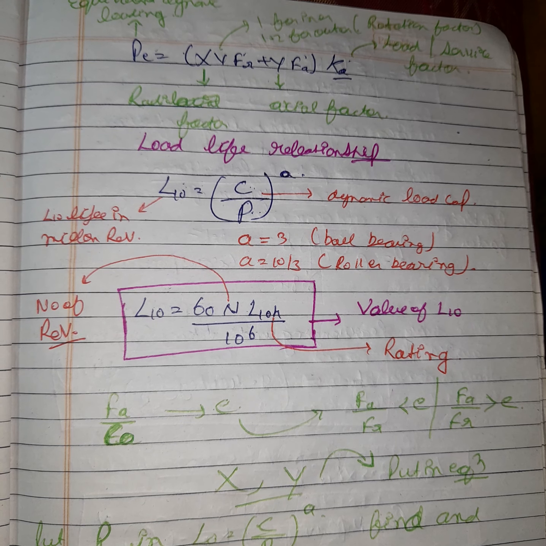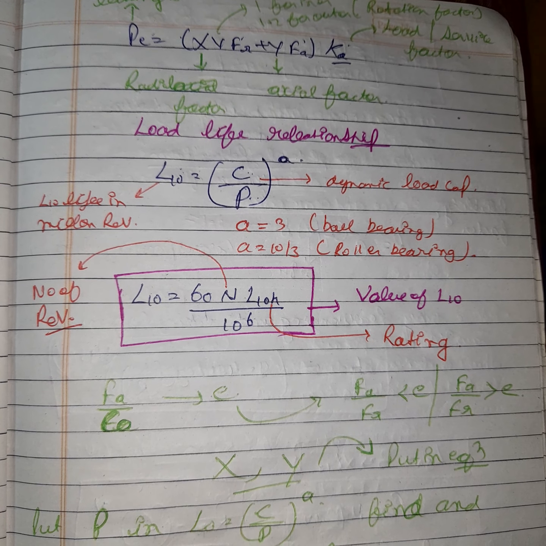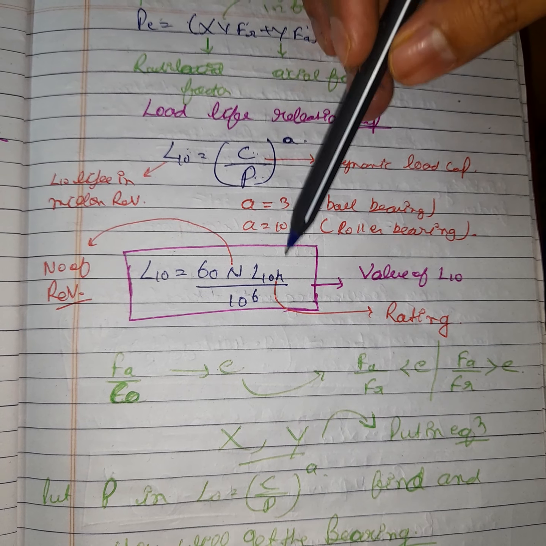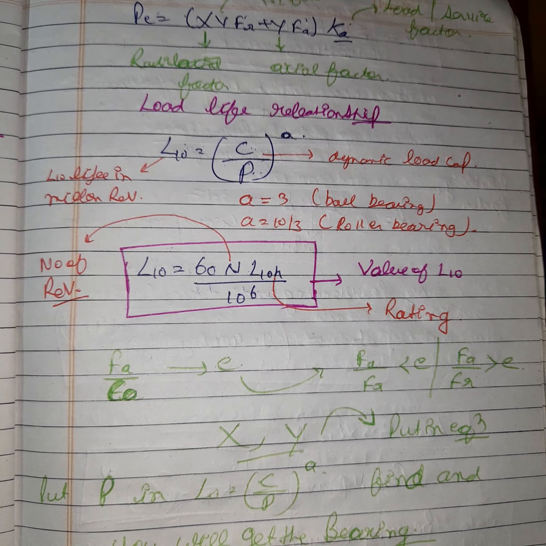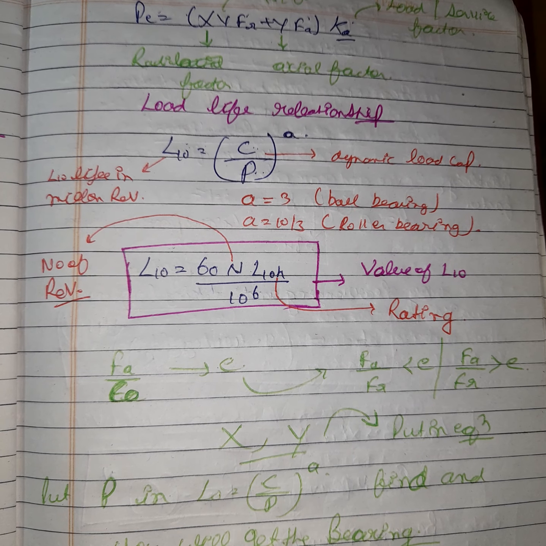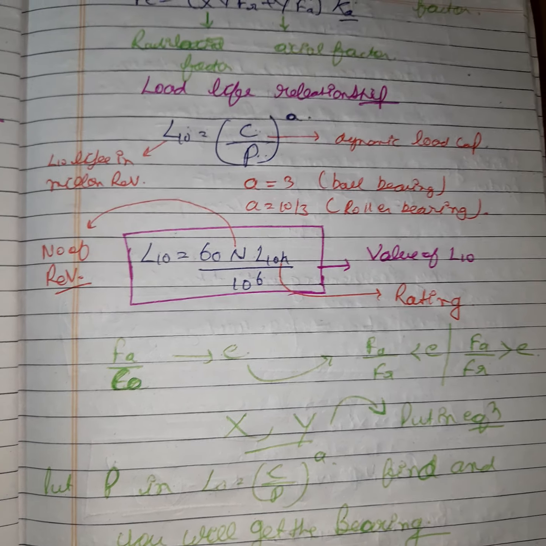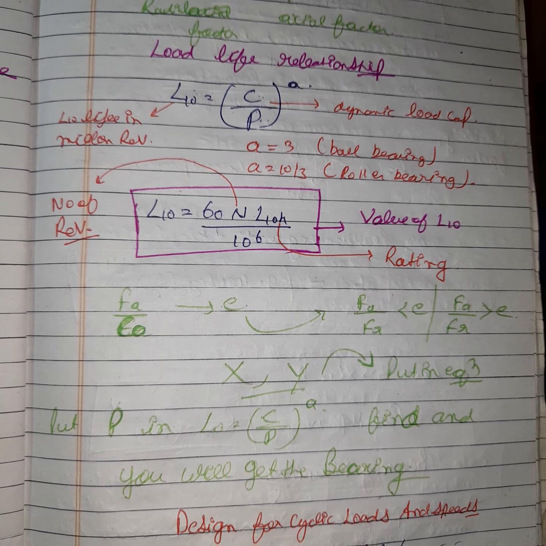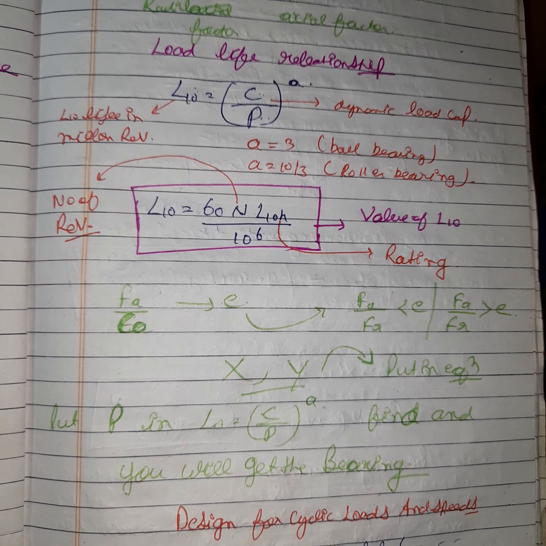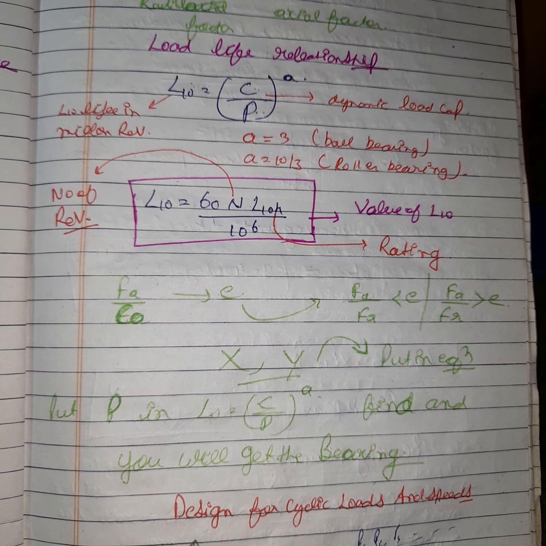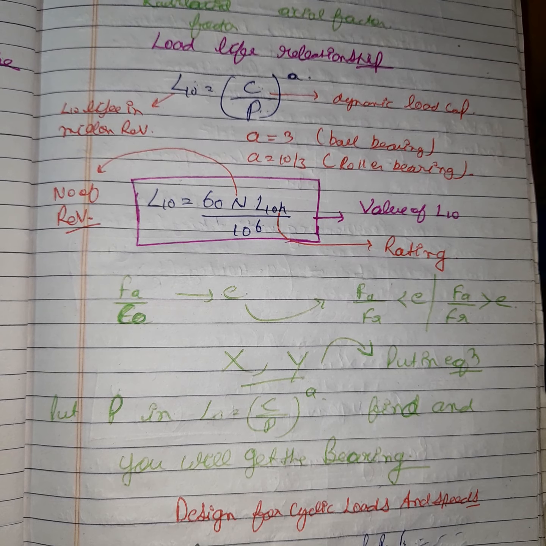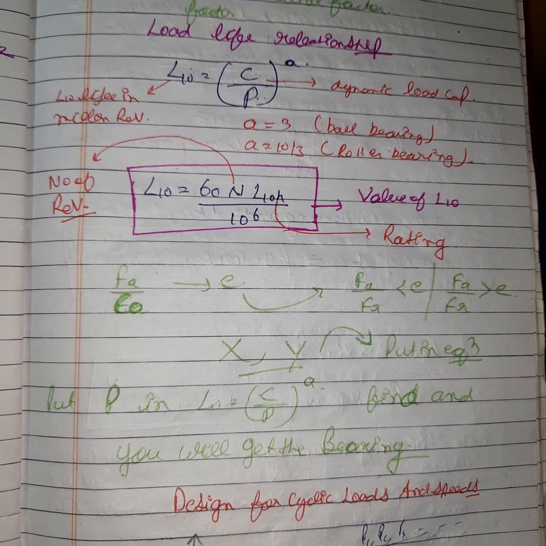Now there is one more formula or relationship between L10h and L10. L10h is the rating life of the bearing in hours, which is generally given in the questions, or we can find it in a table. Now L10 equals 60 N L10h upon 10 to the power 6. This helps in finding L10, and these two formulas are among the most important formulas to find the relationship between L10 and L10h.